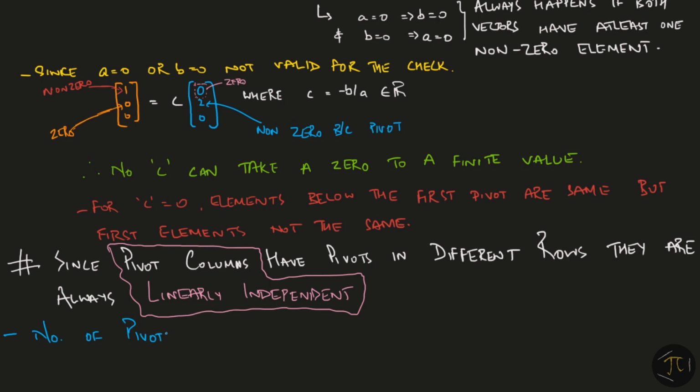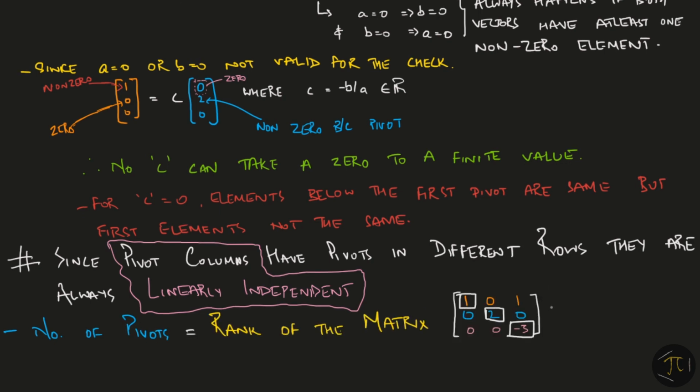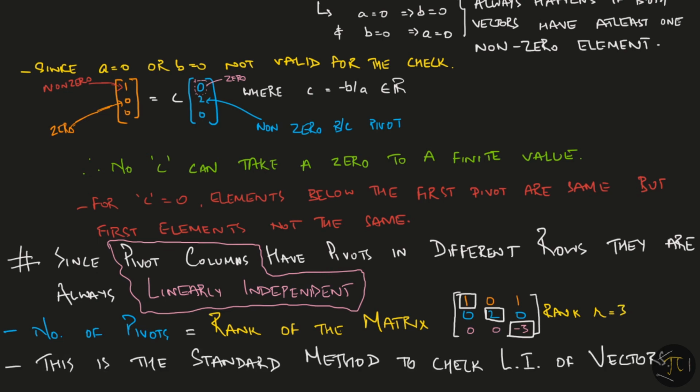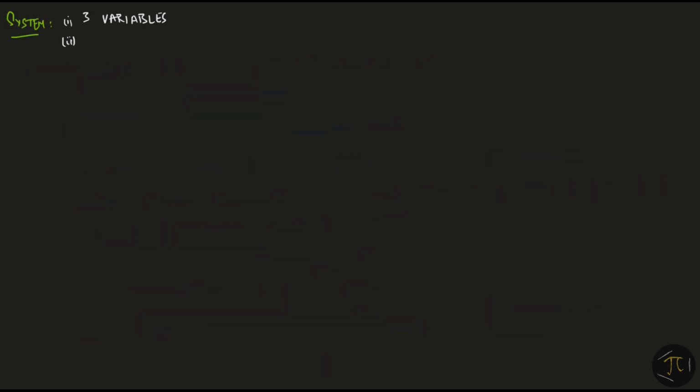The number of pivots is given a special name, the rank of the matrix. For our example, rank is 3. This process is a standard method to check the linear independence of vectors.